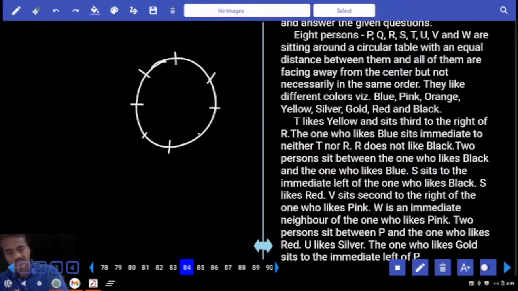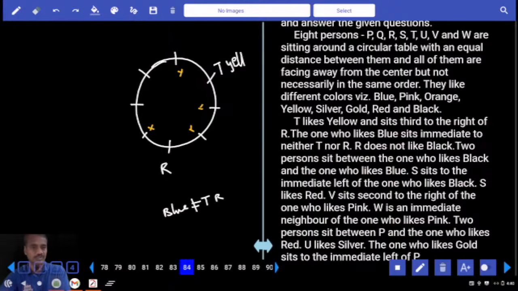Coming to condition number 1. T likes yellow and sits second to the right of R. R is here, and T likes yellow, and sits second to the right of R. The one who likes blue is neither immediate to T nor to R, and blue cannot be at any one of these.